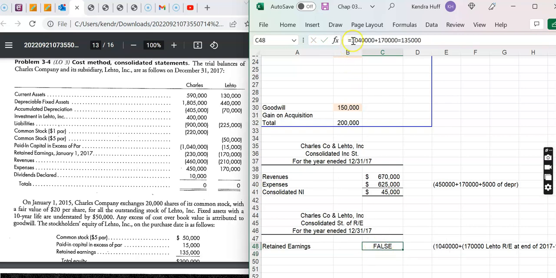Gosh, what did I do? This should be a minus. Dude, it's not 1,040,000. What was I looking at? I was looking at paid in capital. It's 230,000. Sorry about that.